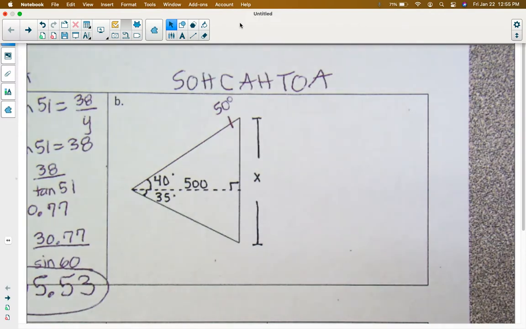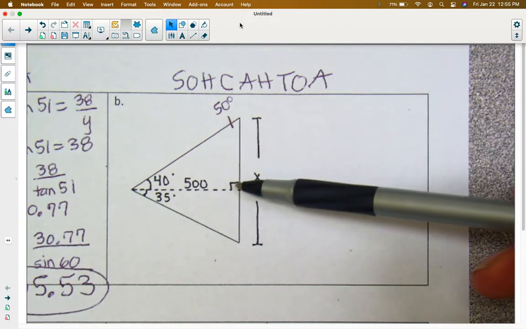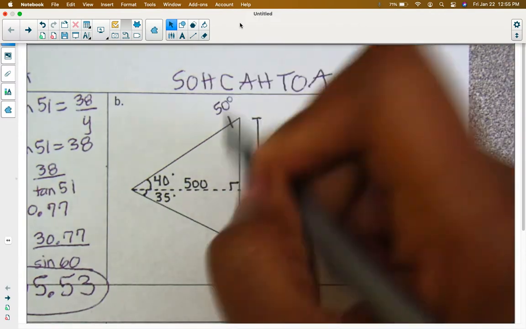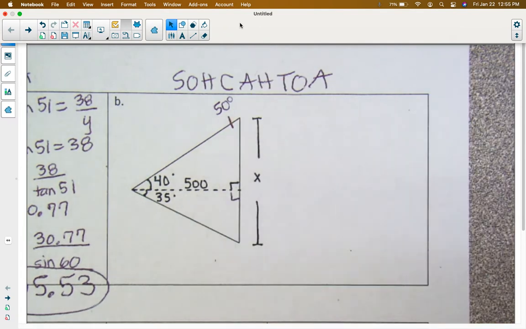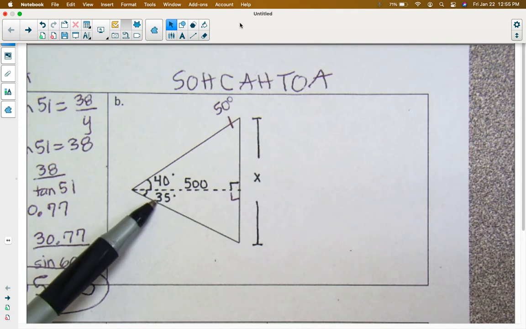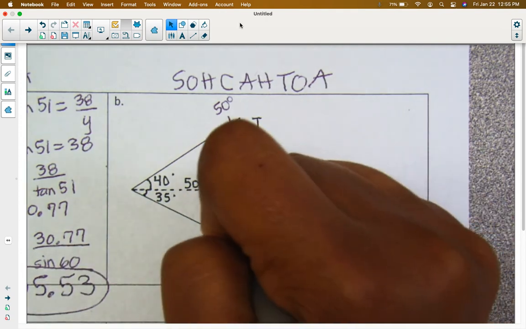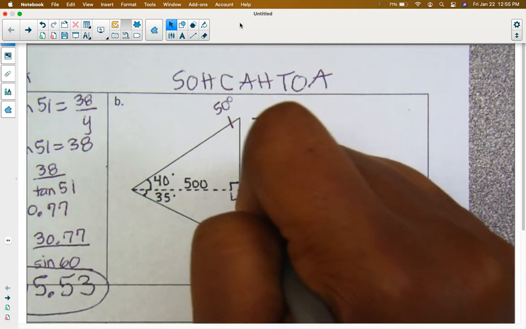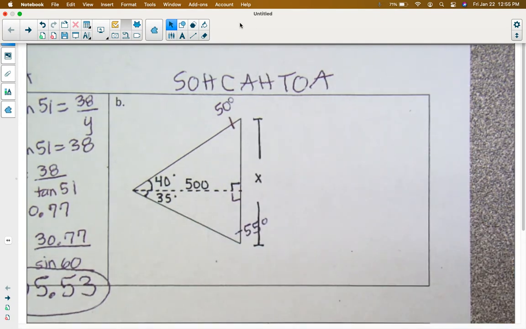I'm going to do the same thing on the other side. I know that this is a right angle, so this is a right angle. So we'll draw our 90-degree marking. So 90 plus 35, subtract that number from 180, and I got 55. All right, so just filling in some information here. So let's see what I want to start with.